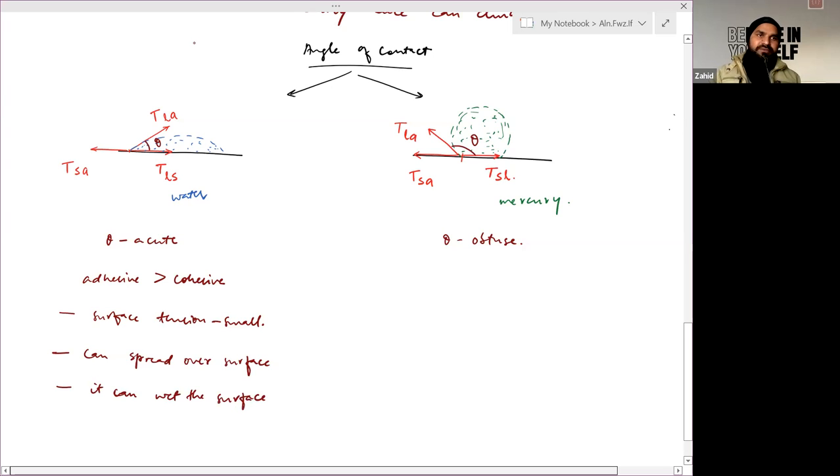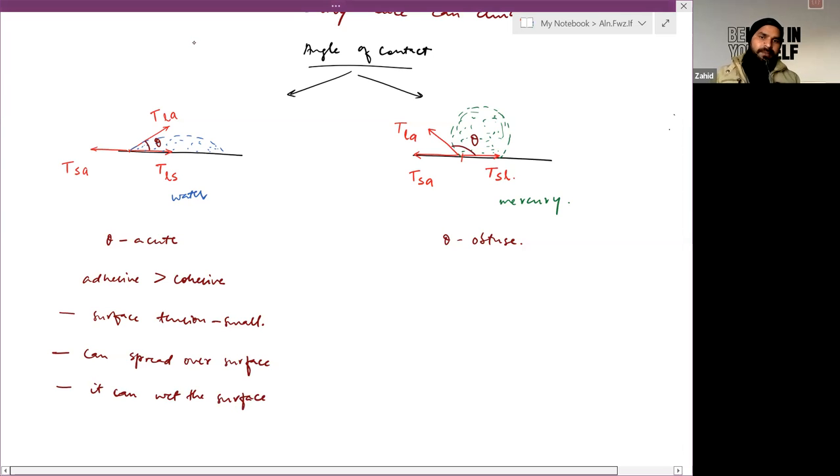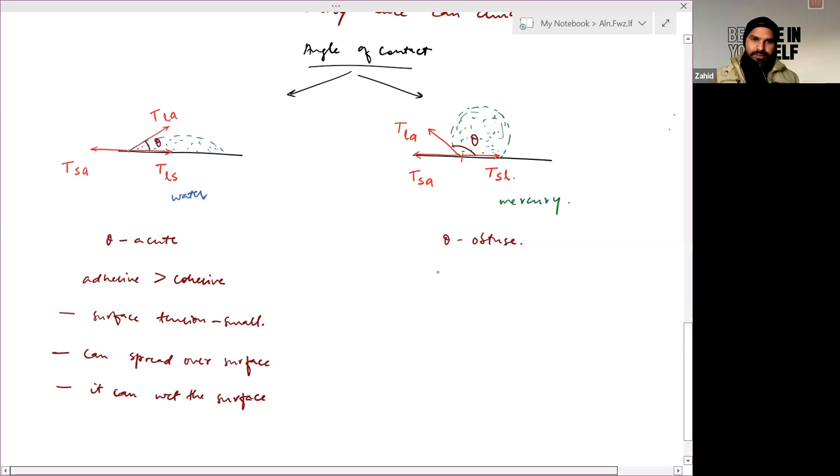But in the second part, in case of mercury, theta is obtuse, so cohesive force will be stronger as compared to adhesive. Cohesive force increases the value of surface tension. So you can say surface tension of mercury is large, hence it can't spread over the surface. Hence it can't wet the surface.